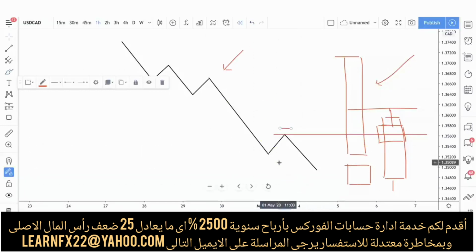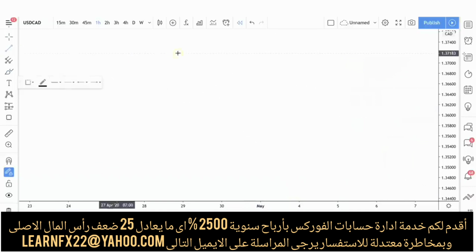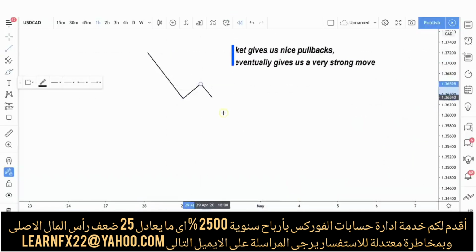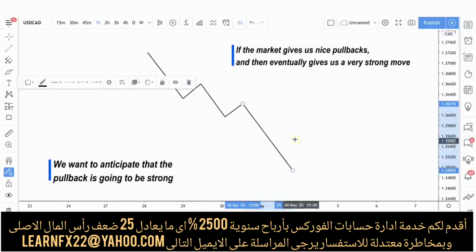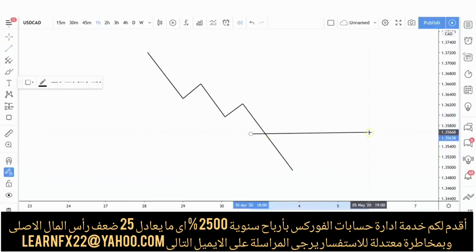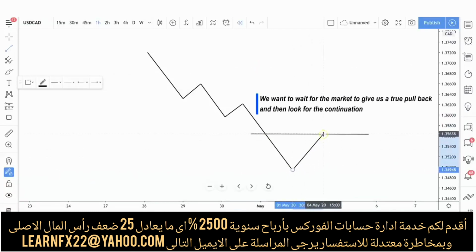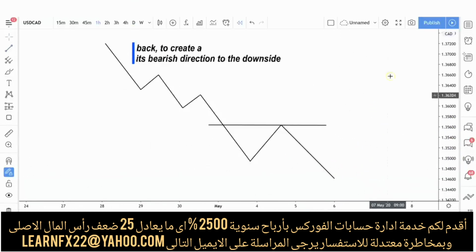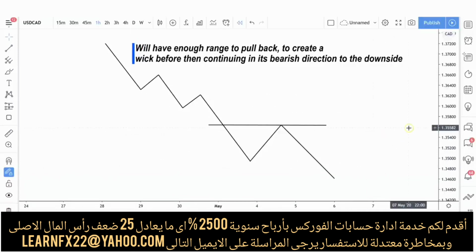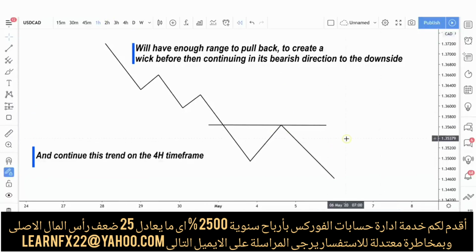Well, what we want to be doing in any instance like this, knowing that's how the market moves, if the market gives us nice pullbacks and then eventually gives us a very strong move, we want to anticipate that the pullback is going to be strong. So instead of looking for a pullback that will look something like this, we want to wait for the market to give us a true pullback and then look for the continuation, just so that the higher time frame candles will have enough range to pull back to create a wick before then continuing in their bearish direction to the downside and continue this trend on the 4H time frame.